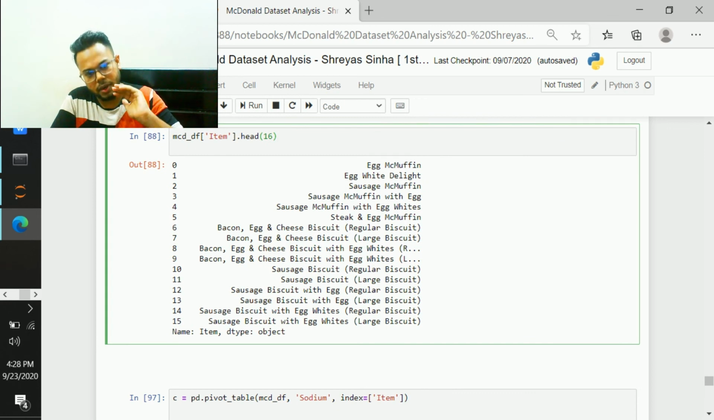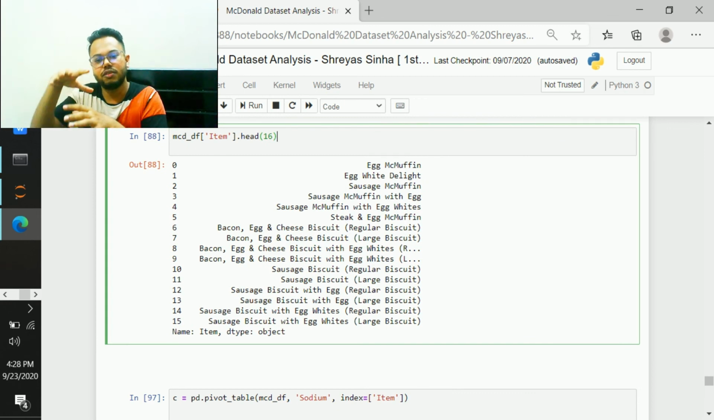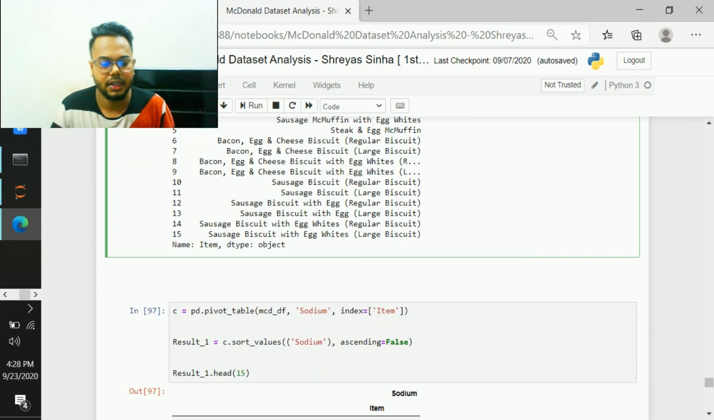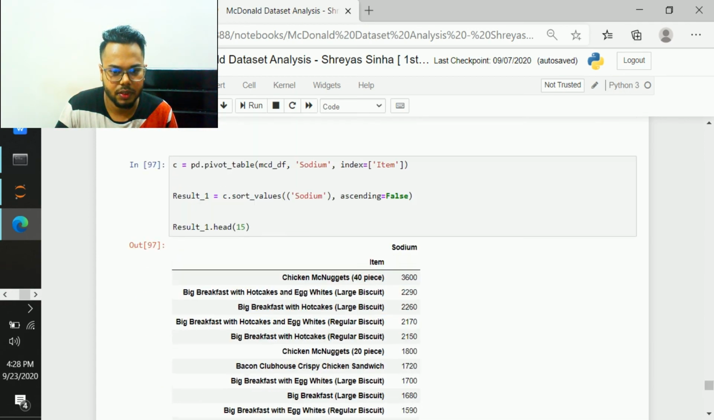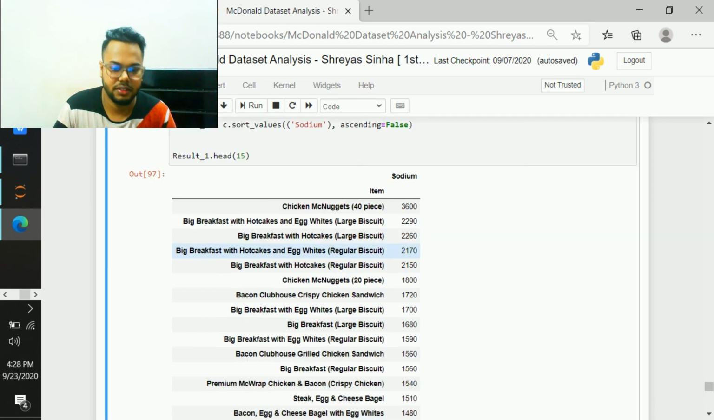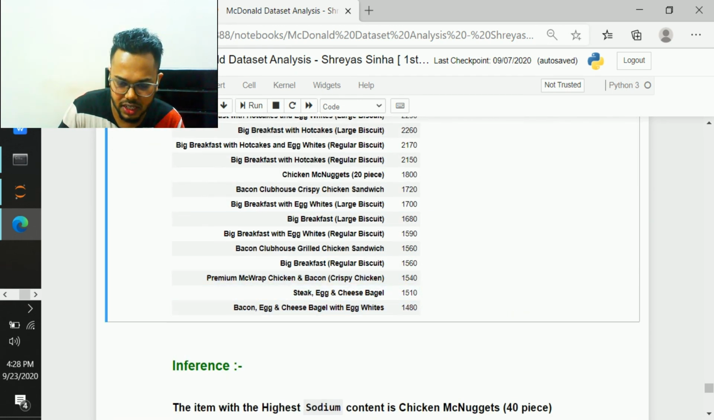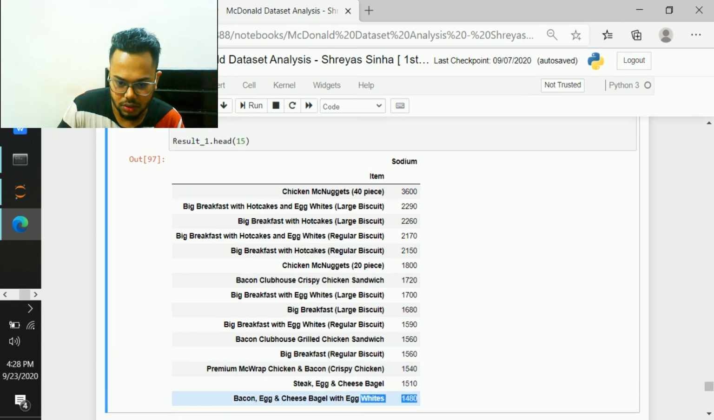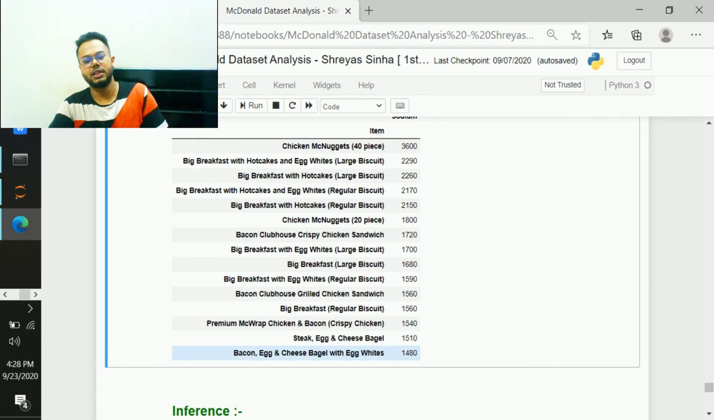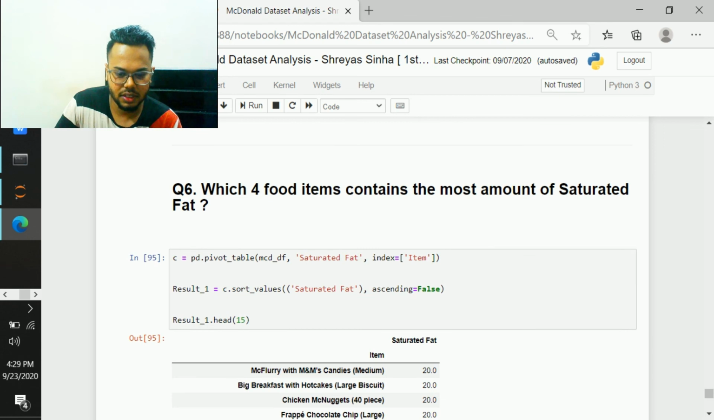So that a reviewer gets an understanding that yes, I am presenting food items, and this insight is in relation to food items. And then, just a small list. See, this is what I'm talking about, right? So that is available here. And we have the winner: chicken McNuggets has the highest sodium content in it. And in our list right now, the bacon, egg and cheese bagel with egg whites seems to have the lowest with 1480. So we have written the inference here.